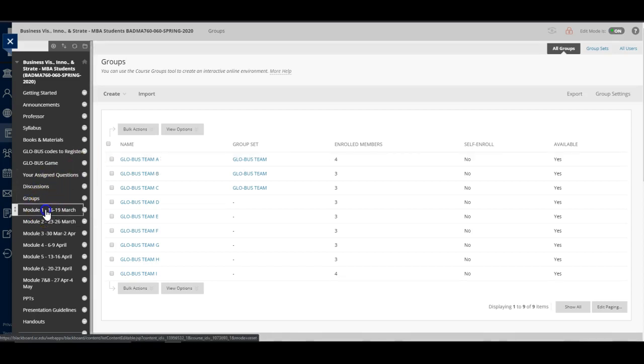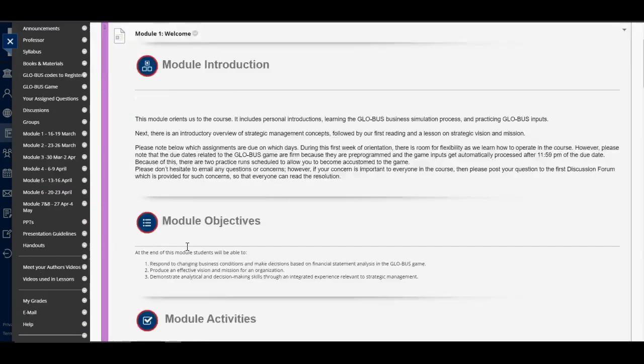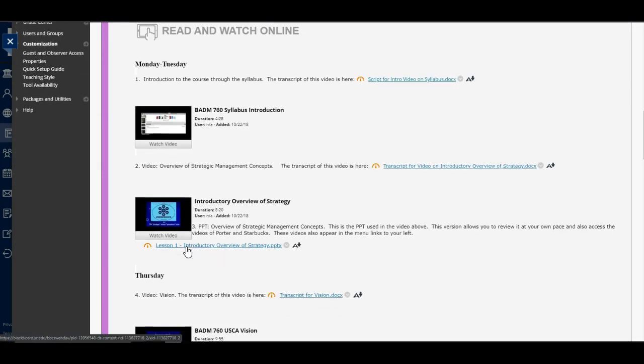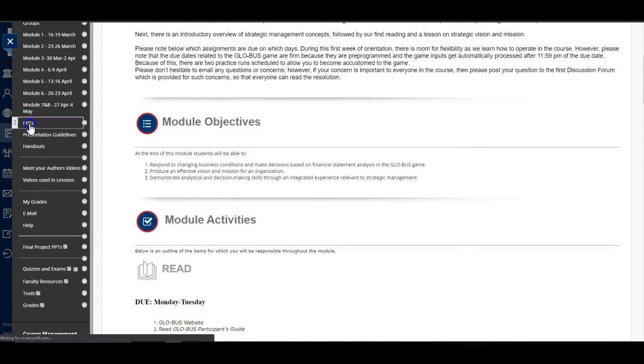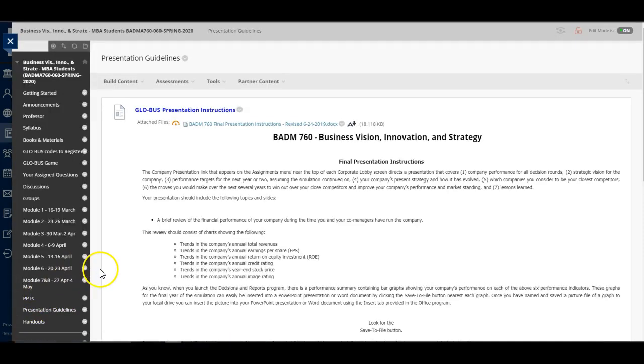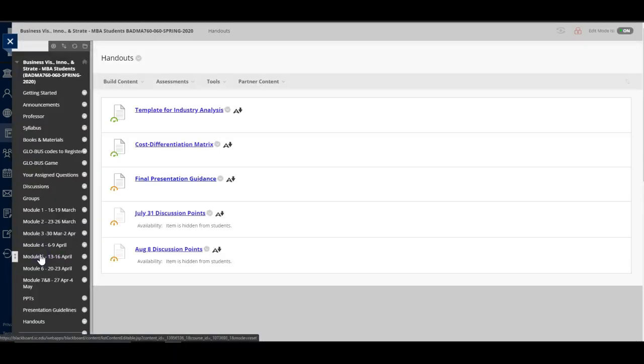The module links walk you through every activity that is required of you during each module and lesson. For ease of reference, the PowerPoints have all been posted in one location. And again, these are referenced in each of the modules. The guidelines for your presentation appear here, and they also appear within the simulation game. There are some handouts presented here, and others are added as required throughout the course.